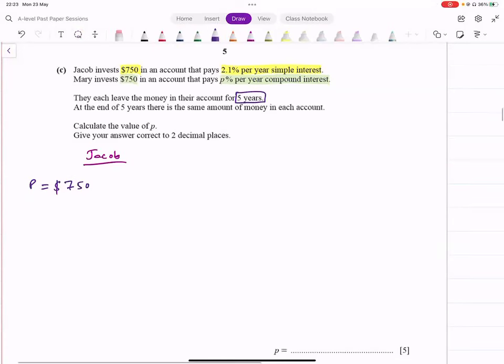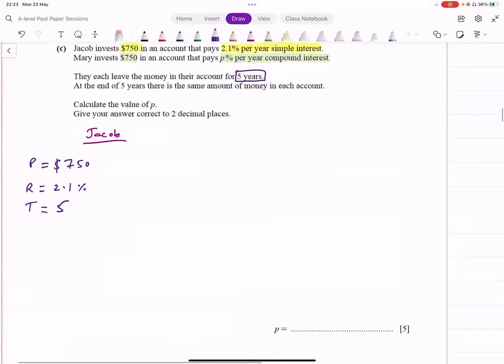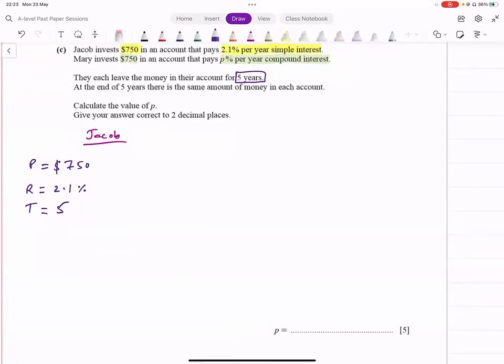What is the interest? Interest जो हमारे पास आ रहा है, उसको हम इसके फॉर्मूला के अंदर अक्सर R से रिप्रेजेंट करते हैं. इंटरेस्ट रेट की बात हो रही है. Rate is 2.1%. This is simple interest. कितनी देर के लिए इन्वेस्ट किया, हम यहाँ पे T से रिप्रेजेंट कर सकते हैं. नंबर ऑफ इयर्स, that is 5. ये हमारे पास इंफॉर्मेशन है फॉर जेकब. इसका इंटरेस्ट कैलकुलेट कर लें.